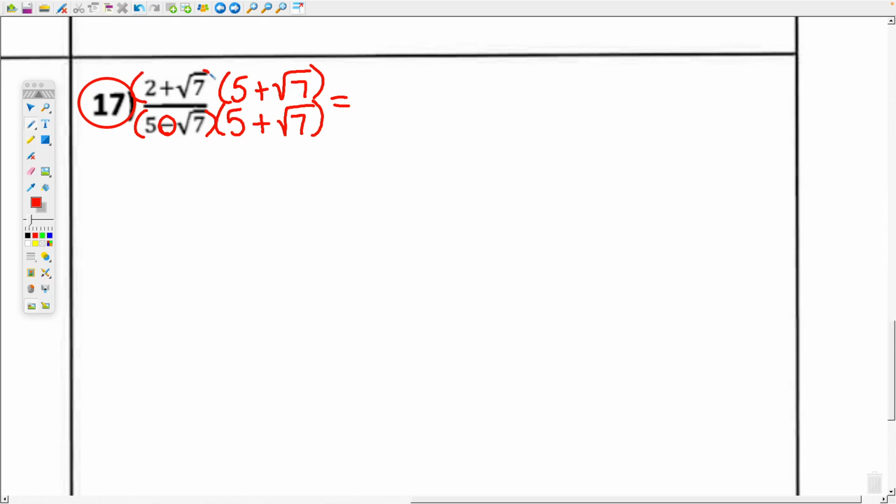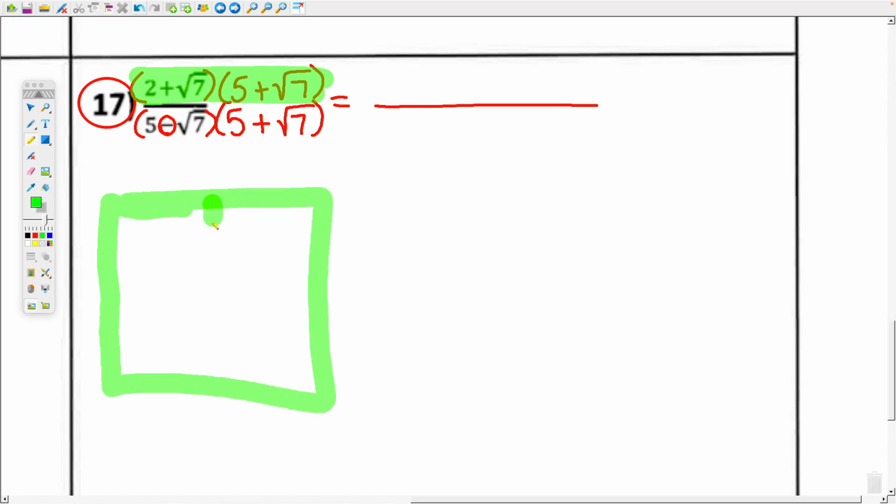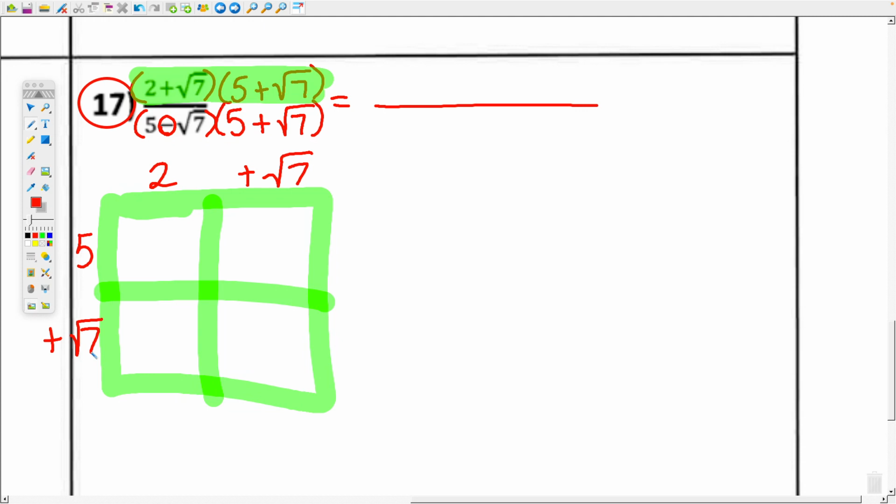This means I have to do a box for the top and a box for the bottom. Please do not act like it is a big deal. I promise it's not. This right here, I'm going to do a box for. Kind of like that. And I'm going to have 2 plus the square root of 7 here, and 5 square root of 7 here. Outside times outside, inside times inside. This becomes 10, 2 radical 7, 5 radical 7, and radical 49.